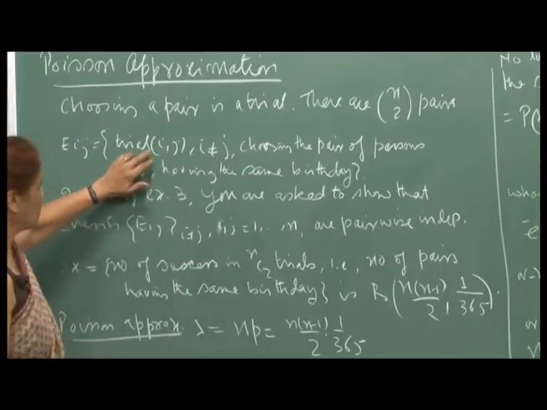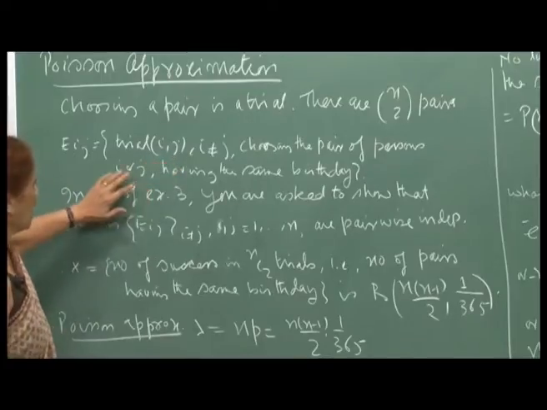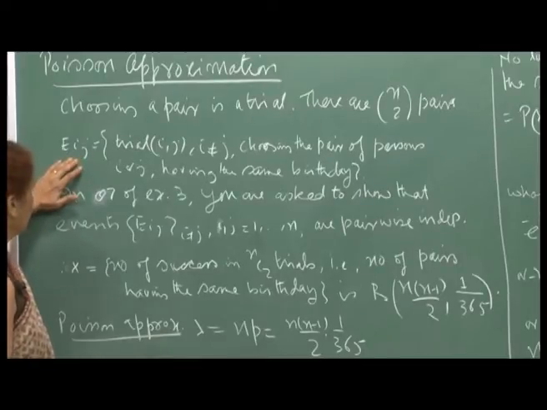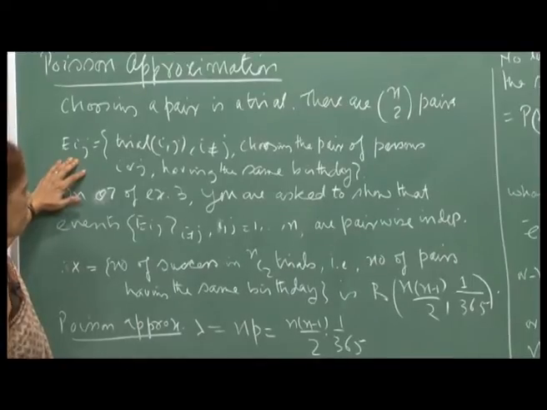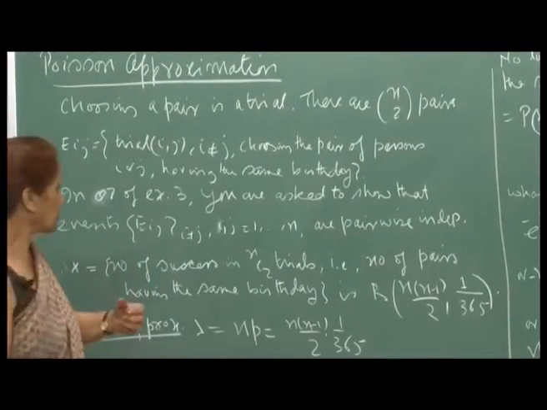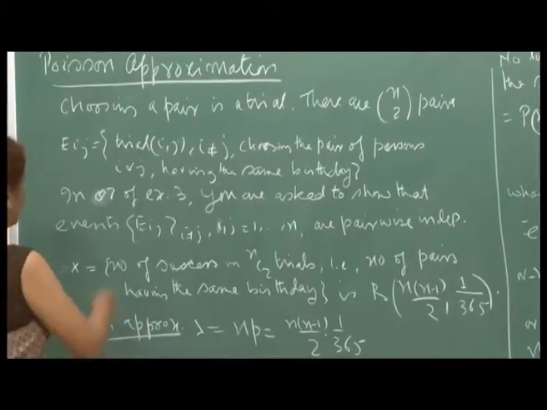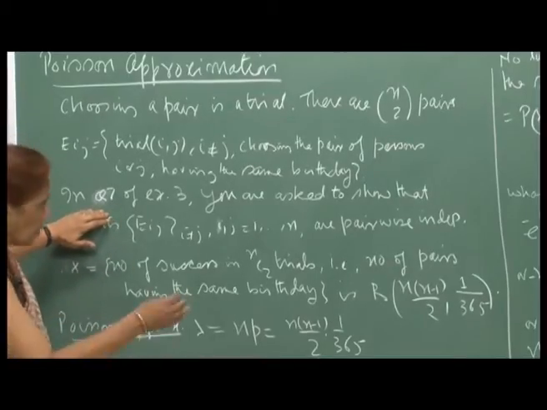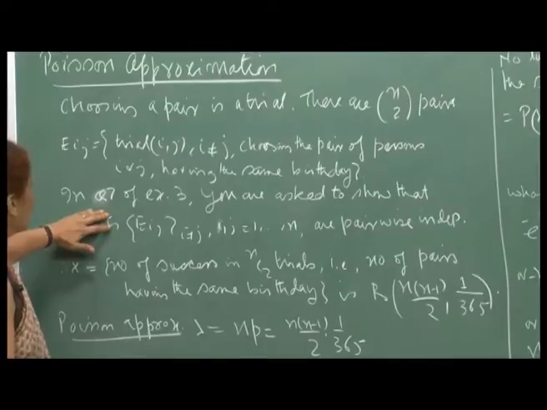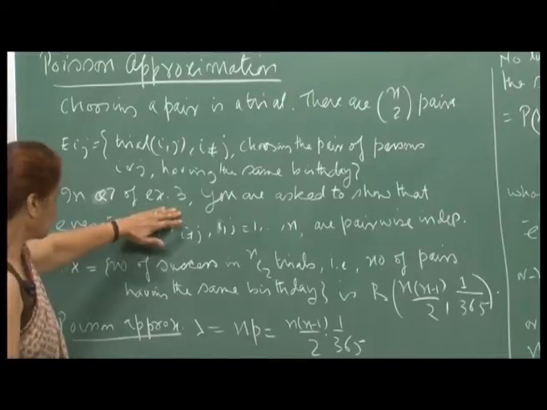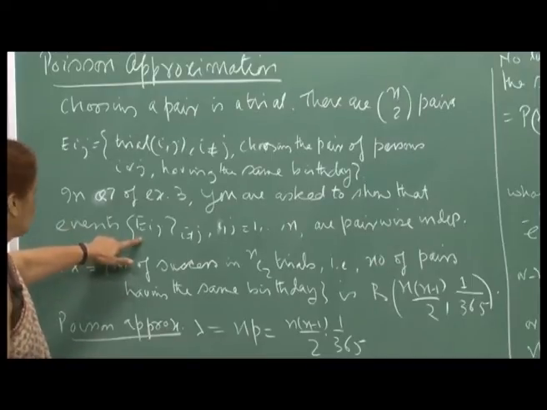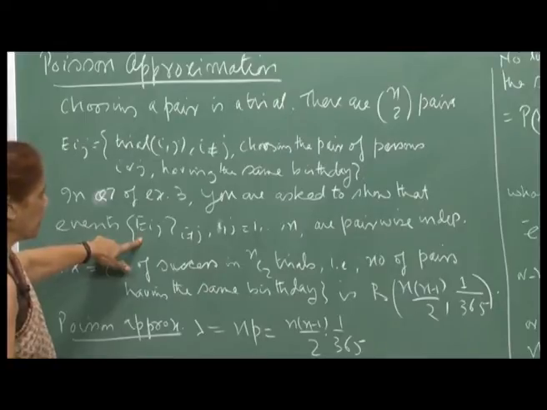what I mean by this is that I am choosing the ith and the jth person here, i and j are different, having the same birthday. So, Eij would be considered the event when I choose the pair ij, it is a success. That means they have the same birthday. Now, in question 7 of exercise 3, which I will be discussing at the end of having gone through all different kinds of discrete random variables, I am asking you to show me that these events Eij are pairwise independent.